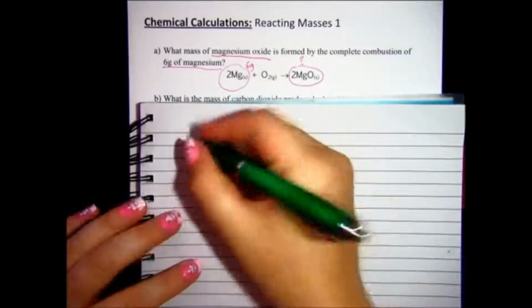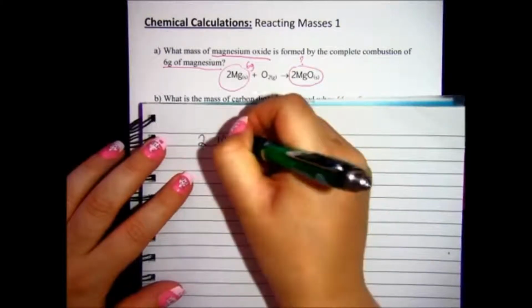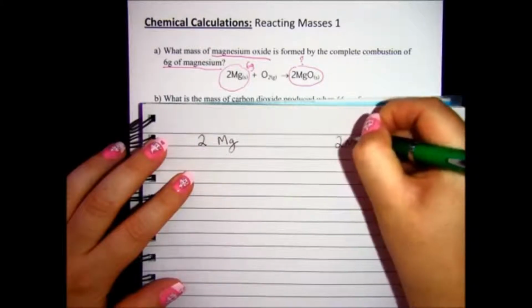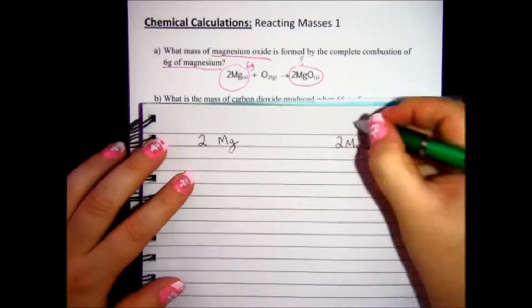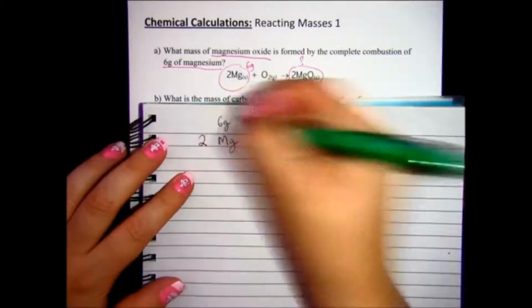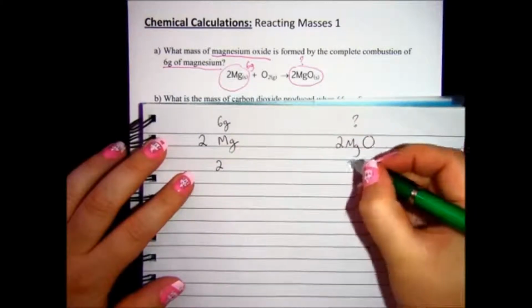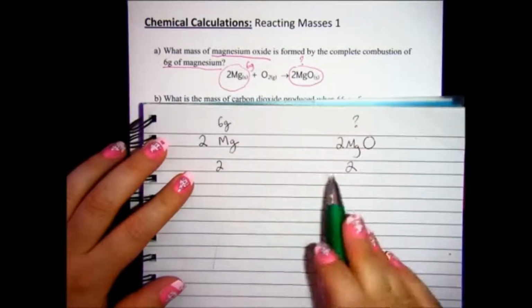I know that 2 moles of magnesium will react to form 2 moles of magnesium oxide. I don't know the mass of the magnesium oxide, I do know the mass of the magnesium. 2 moles of magnesium will get you 2 moles of magnesium oxide, which is essentially a 1-to-1 relationship.